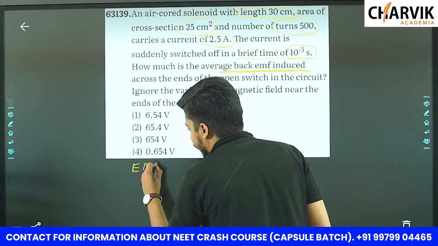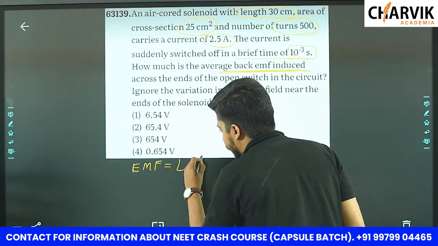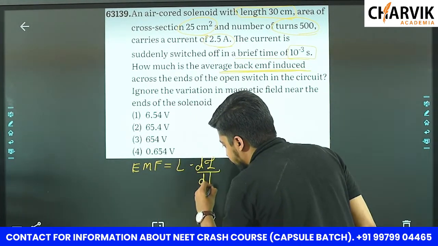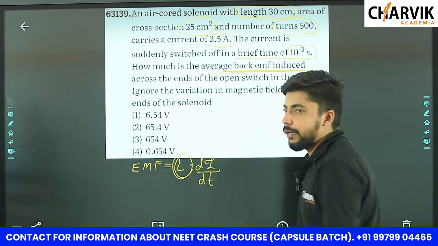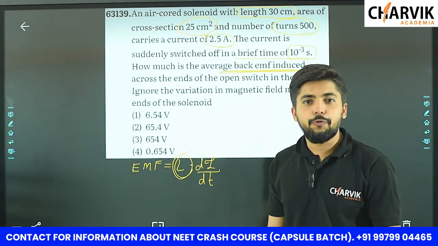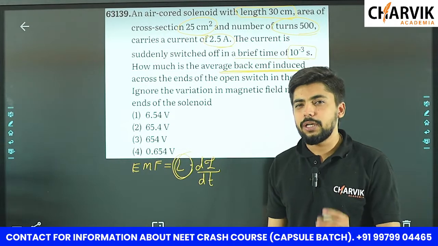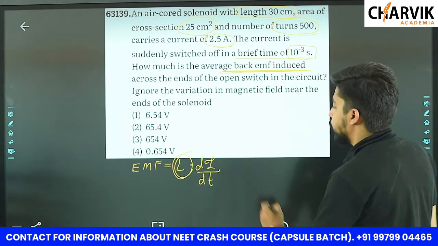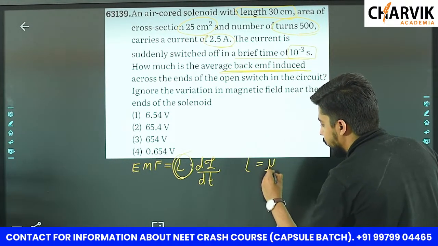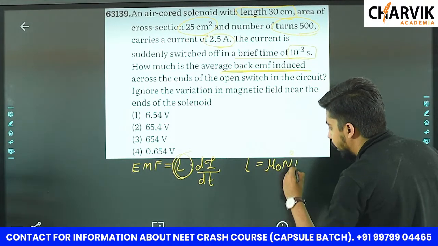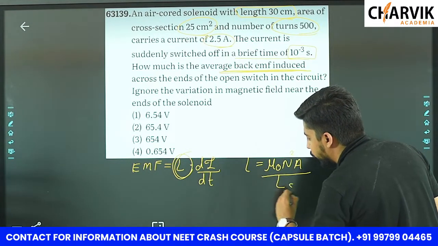So the EMF is equal to L into di by dt. And what is L? It is the self-inductance of the solenoid. And what is the formula of the self-inductance? We have just gone through it in the previous paper. Self-inductance of the solenoid is equal to mu naught into n square into A divided by the length of the solenoid.